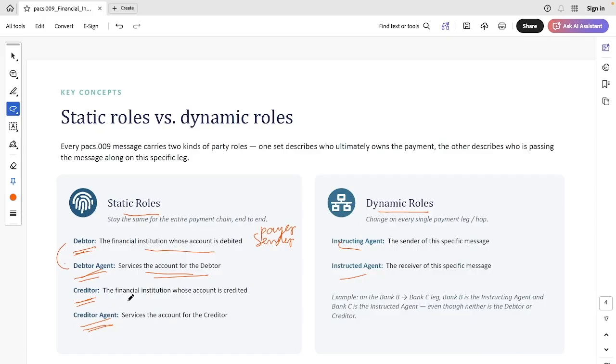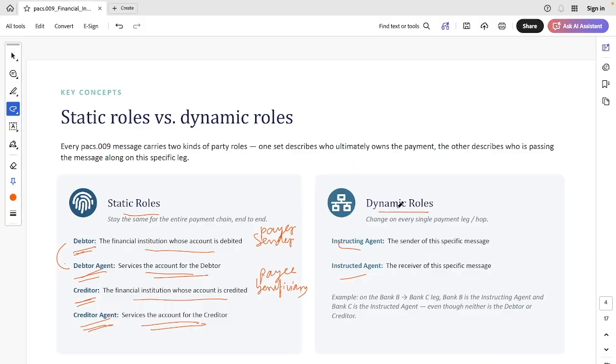Creditor is a financial institution whose account is credited. This is the beneficiary, or you can say payee. Then creditor agent is the financial institution servicing the creditor's account or the beneficiary's account.